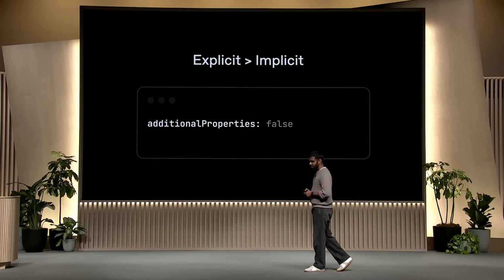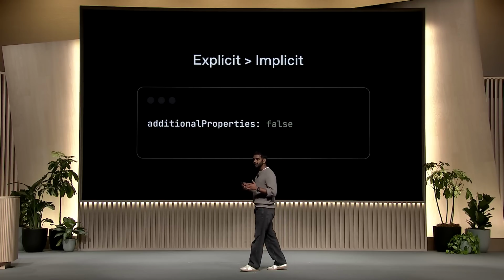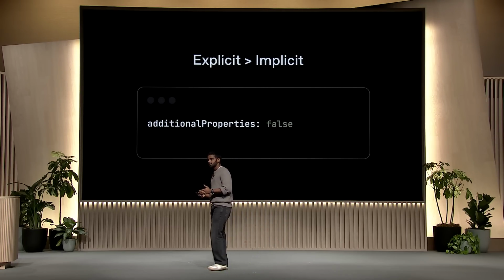In general, one of our API design principles is that we prefer to be explicit rather than implicit. So we decided to require that developers have to pass in additional properties false in their schemas. This makes the API a little bit harder to use. It means you have to set this property every time, but it sets expectations better with developers.